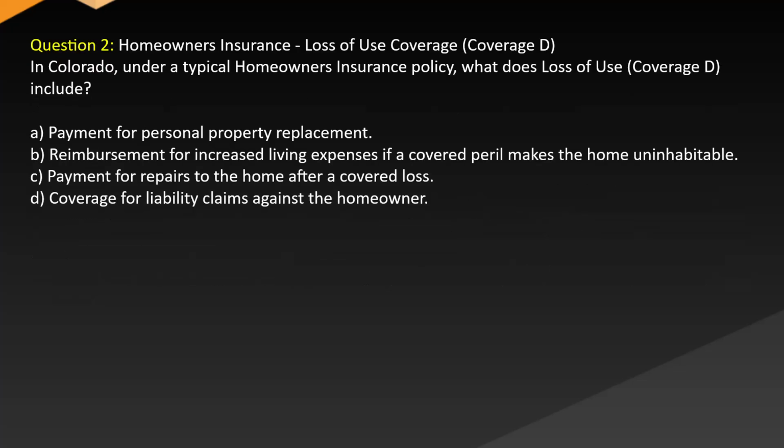Question 2. Homeowners insurance. Loss of use coverage, Coverage D, in Colorado under a typical homeowners insurance policy. What does loss of use coverage D include? A. Payment for personal property replacement. B. Reimbursement for increased living expenses if the covered peril makes the home uninhabitable. C. Payment for repairs to the home after covered loss. D. Coverage for liability claims against the homeowner.